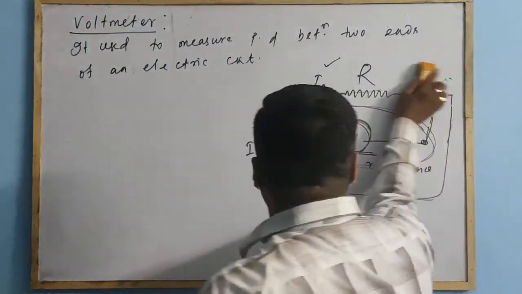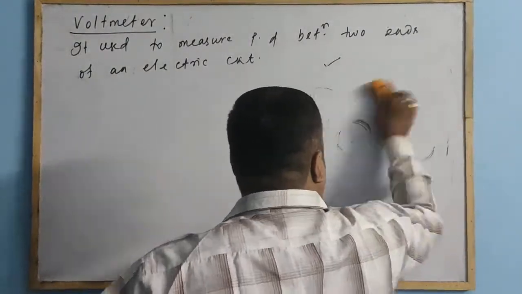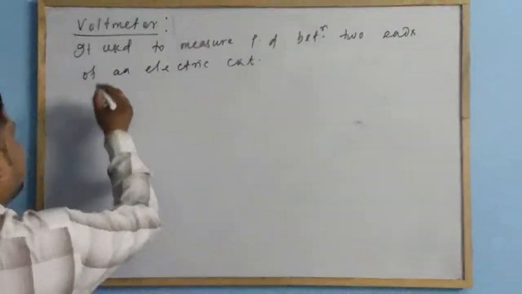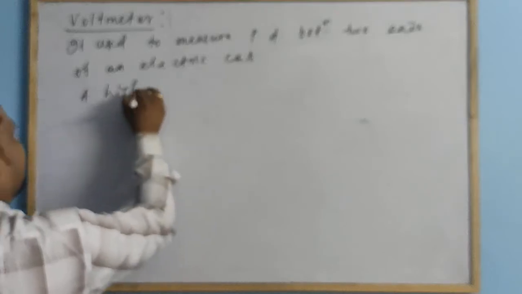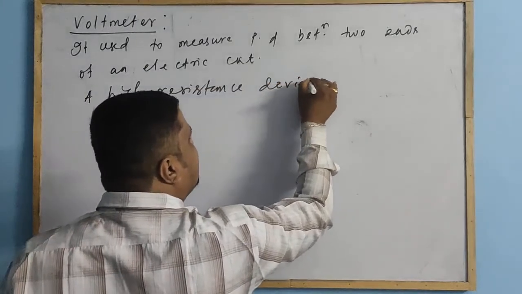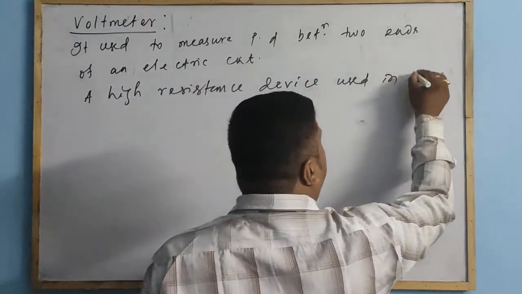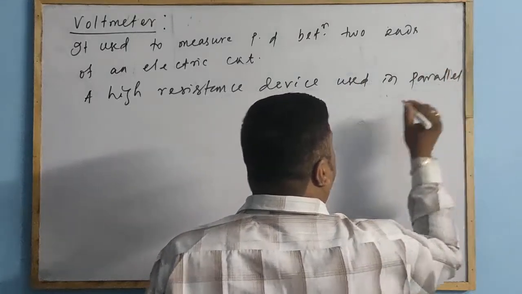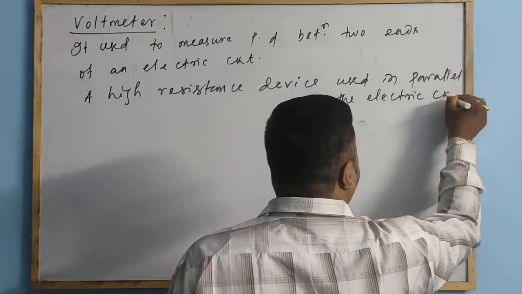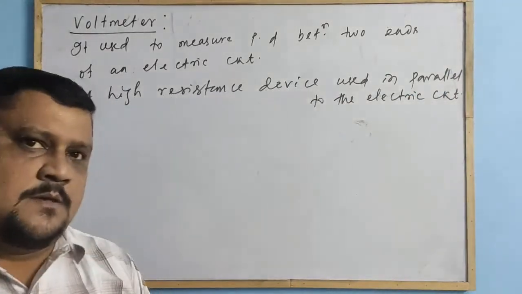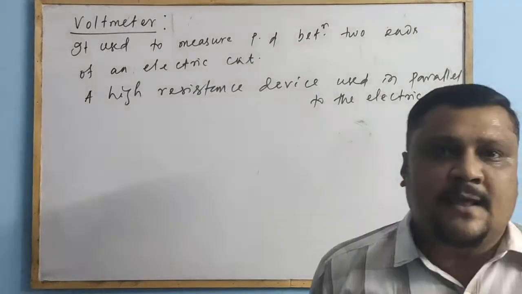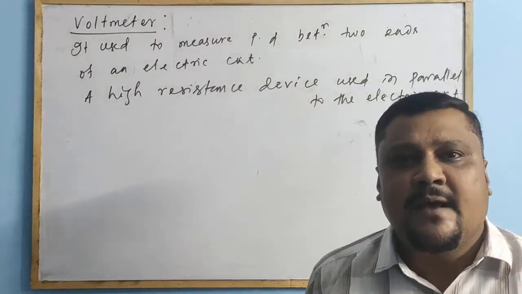Clear? So I can write next: a voltmeter is a high resistance device used in parallel to the electric circuit. Clear? Then next comes how we can convert a galvanometer into a voltmeter.